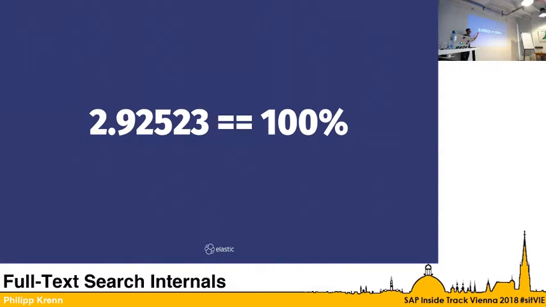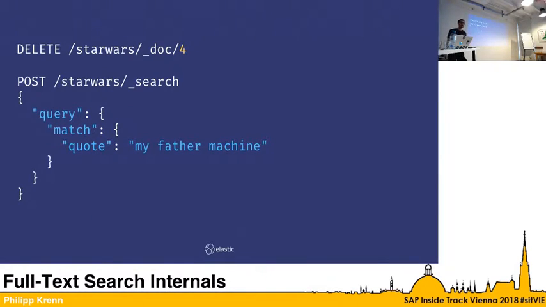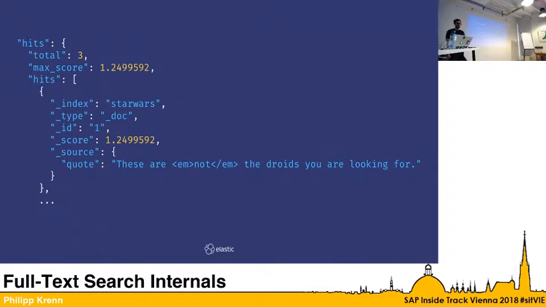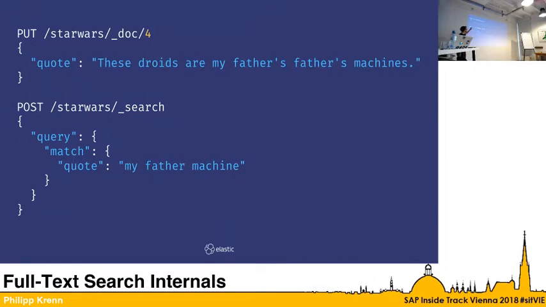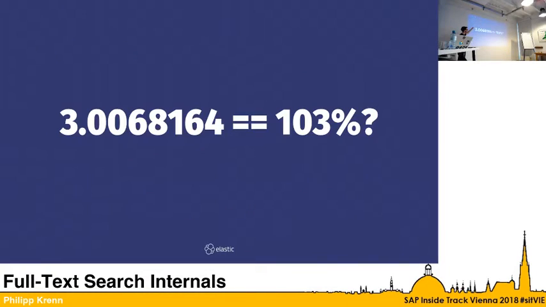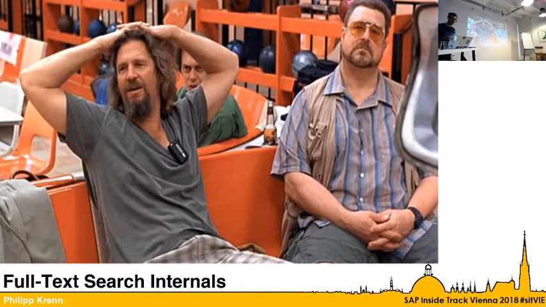Makes sense? Then the thing is, what happens if you delete that document and you search again? Now the best match would be 1.2 something. Is that now a 43% match, or is that your next 100% match? And then the next step, which is maybe made up: assume you have the text "these droids are my father's machines," and you can see we have the term frequency, the terms multiple times now, and we search for those. Then you suddenly would have 3 point something, and you suddenly had a 103% match. That's why it doesn't make sense to map percentages to scores, because it doesn't work. So don't do that, it doesn't work out well.